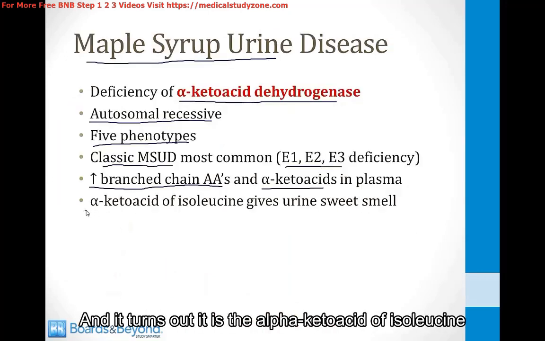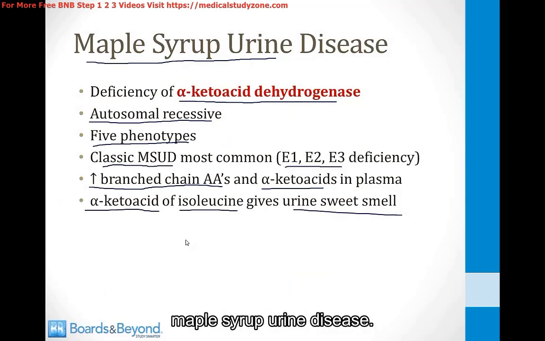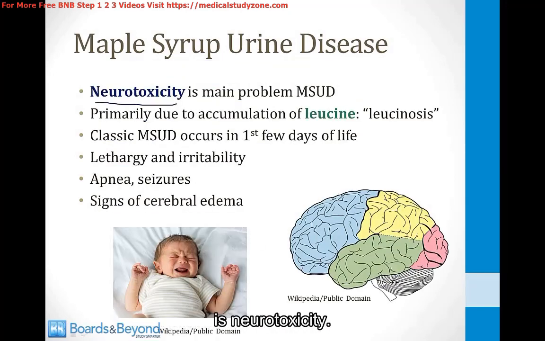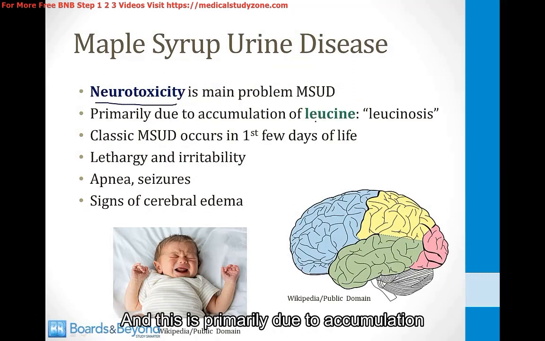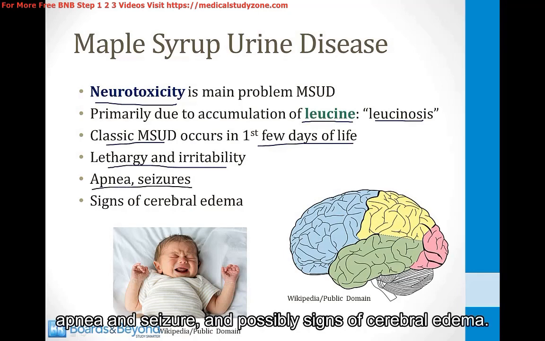And it turns out it is the alpha keto acid of isoleucine that gives urine a sweet smell, and that's how the disorder gets its name, maple syrup urine disease. The main problem in maple syrup urine disease is neurotoxicity, and this is primarily due to accumulation of the branched-chain amino acid leucine. This is called leucinosis. Classic maple syrup urine disease will present in the first few days of life with lethargy and irritability, apnea and seizure, and possibly signs of cerebral edema.